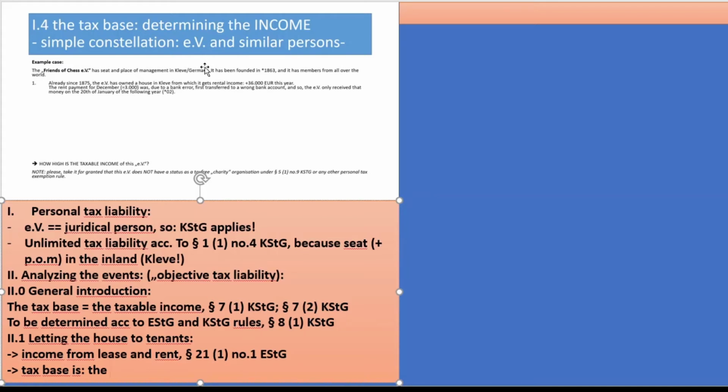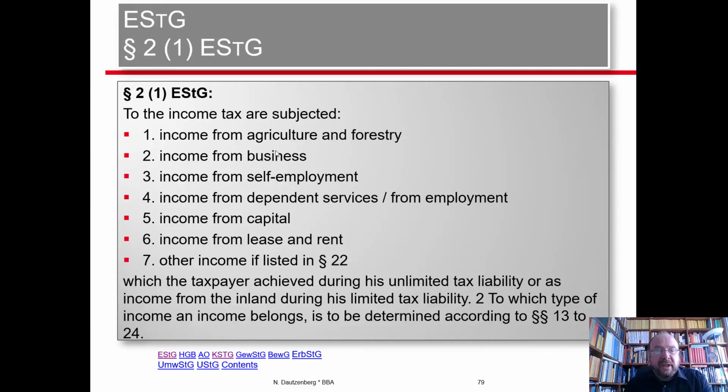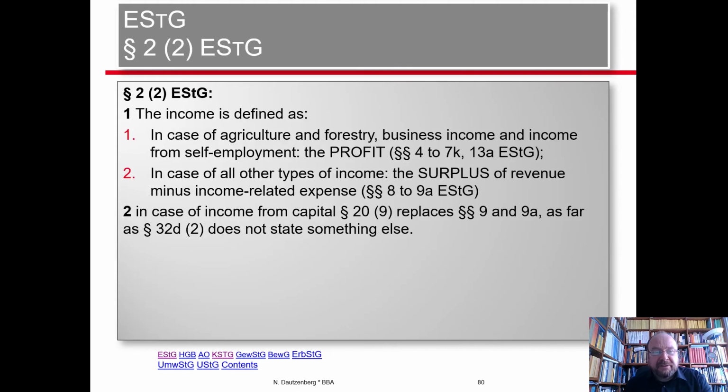After the list of the 7 types of income, you got the information which tax base is needed for which type of income. So let's have a look again. So here is paragraph 2 now to be seen, and we need paragraph 2, section 2. The income is defined in case of agriculture and forestry business income and income from self-employment as the profit, and in case of all other types of income as surplus of revenue over income related expense. That is our case here, and so we can take home to our case solution that we need the surplus of revenue minus expense, and the reference will be paragraph 2, section 2, number 2.